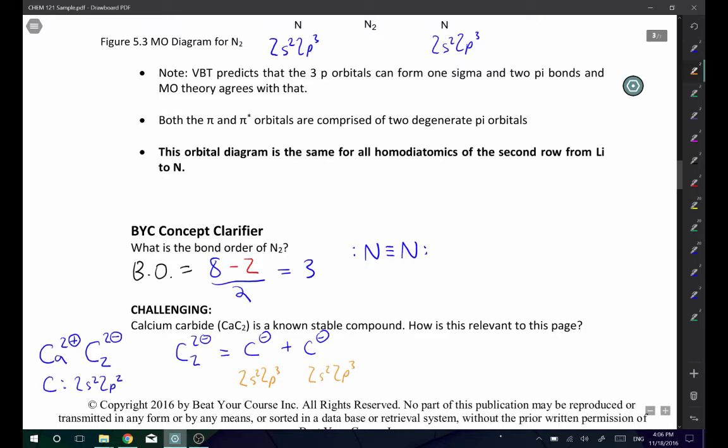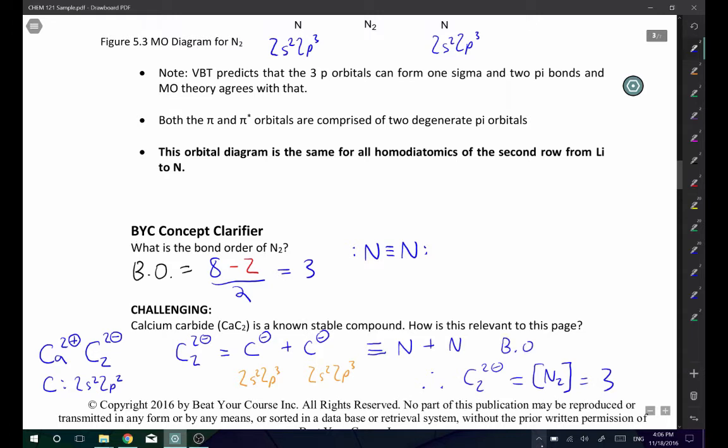Now, we've seen 2s2, 2p3 before. This is in fact isoelectronic, or I can just say equivalent, with nitrogen and nitrogen. So that would mean, therefore, C2 2 minus must have the same bond order as nitrogen. So we can even put that in a square box to say it's similar to nitrogen. And the bond order would be 3. So this is for the bond order.